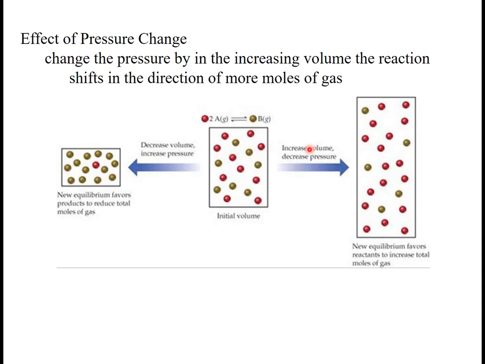When I increase the volume, which by definition then decreases the pressure, you notice that I have a lot more A, so it shifts towards more moles of gas. So if I increase the pressure, it shifts towards less moles. Let me start over here. If I increase the pressure, it shifts towards less moles of gas. If I decrease the pressure, it shifts towards more moles of gas. And so you can see here there's a lot more A than there is B.